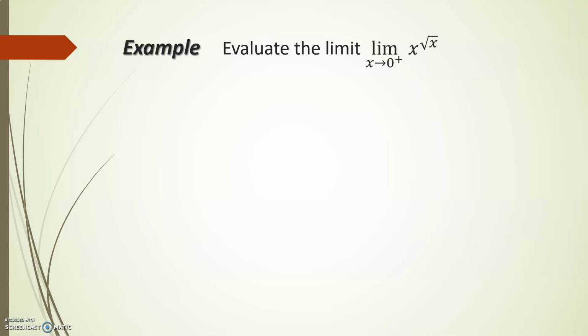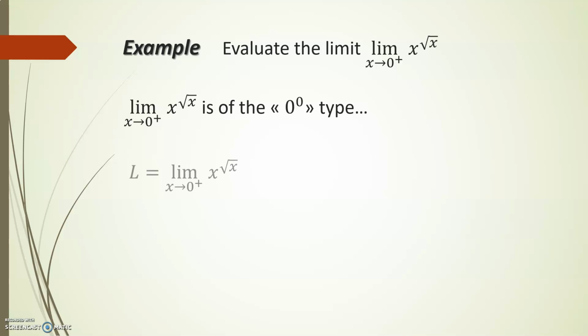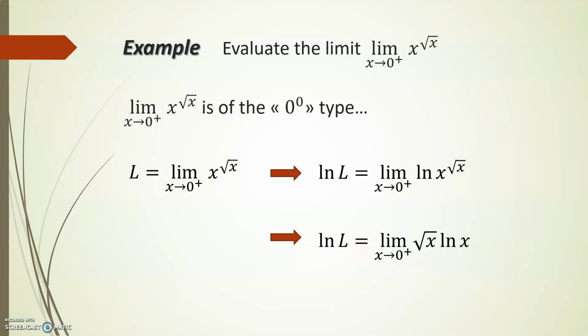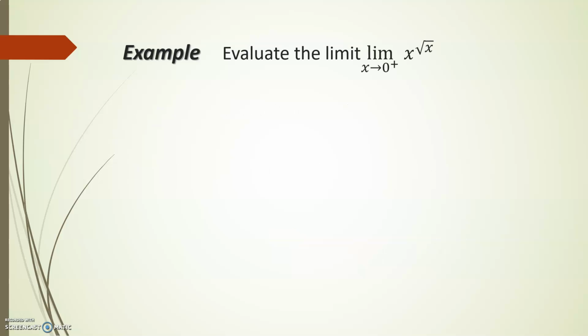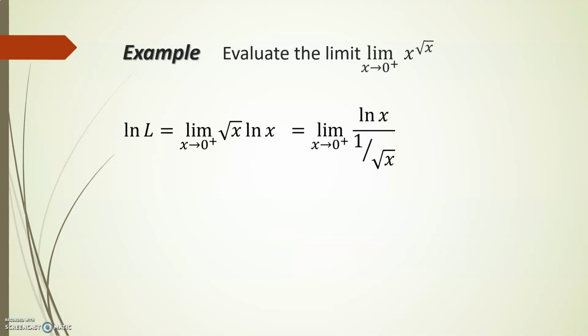The same steps can be applied to x to the root of x, which is a 0 to the power 0 form. We would label this limit as L, apply a logarithm to both sides, and use the properties of logarithms which allow us to convert root of x into a multiplier instead of an exponent. Then a choice can be made to flip one of the terms, and of the two, the simpler case is 1 over root of x. This is now an infinity over infinity form. It's actually a minus infinity over infinity form.